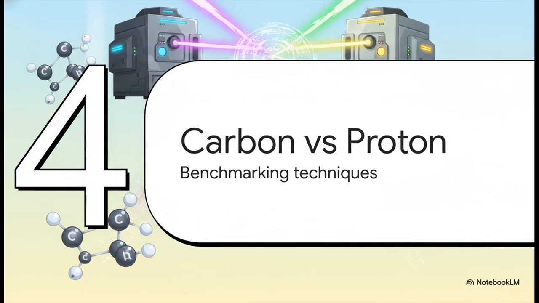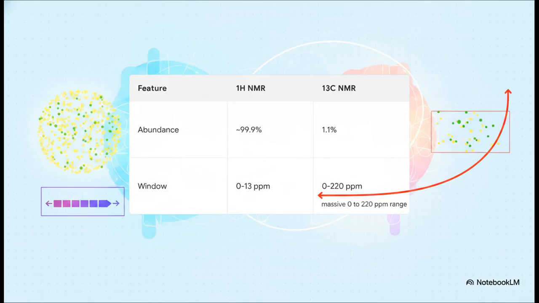Which brings us to Section 4, comparing carbon and proton NMR. We really need to benchmark this method against the classic technique most chemists learn first. Looking at the stats side by side, the natural abundance difference is honestly wild. You've got nearly 100% for protons versus just a measly 1.1% for carbon. But take a look at the spectral window.